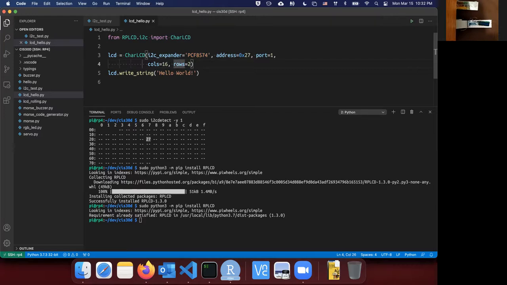So this is the one that I have. I think yours should be the same. Just make an LCD object like that. And then simply use the write_string function, or method, on the LCD object to print out hello world on the LCD.